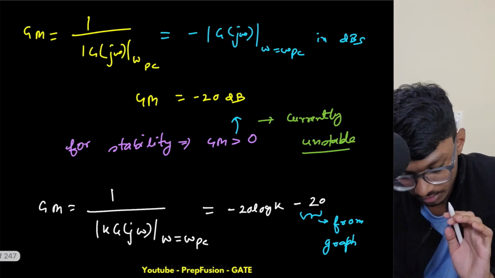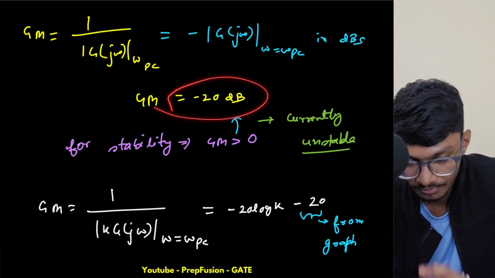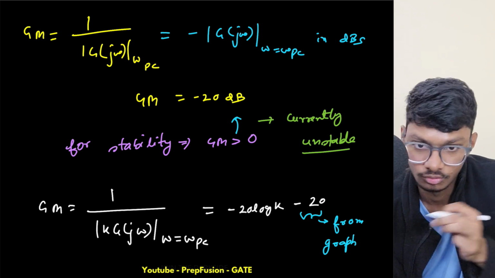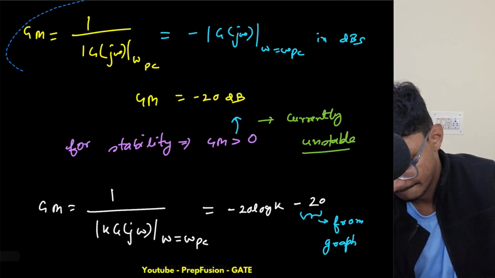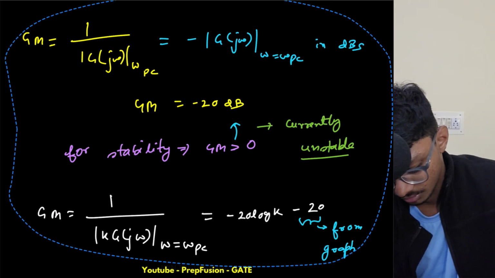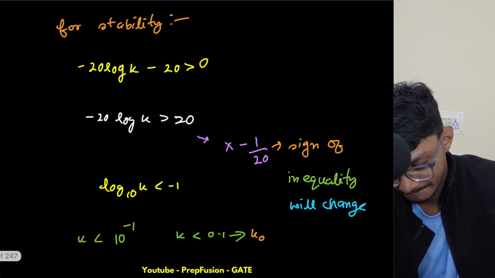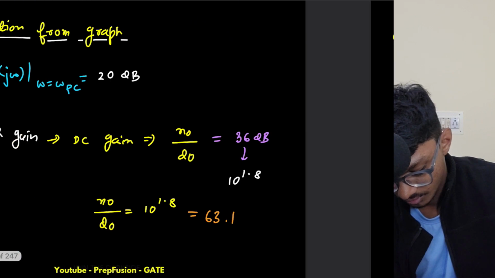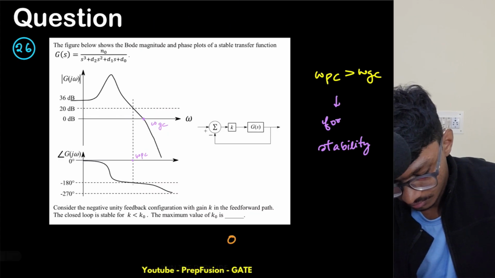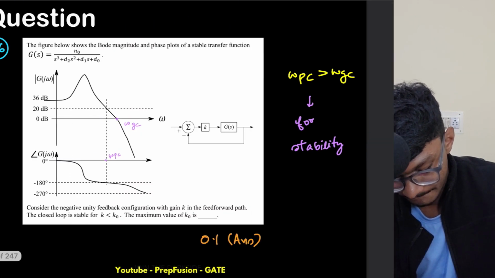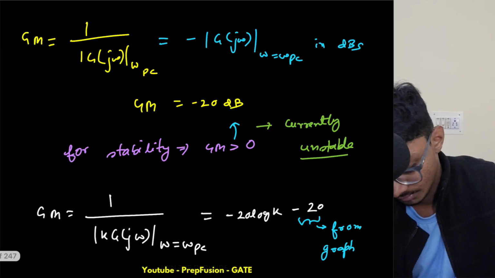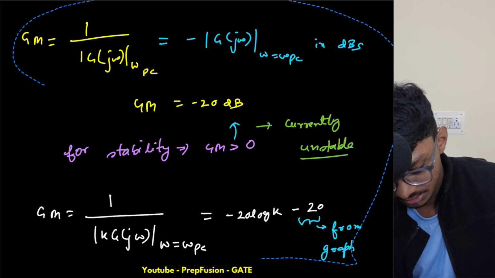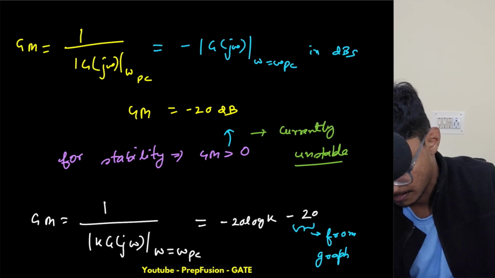Or what you can do is convert this into absolute values and then do that. How to do this in absolute values? This is in dB scale, so k will be equal to 0.1. This is the answer, 0.1 will be the answer. Now let's do this in the absolute, decimal scale instead of the dB scale.